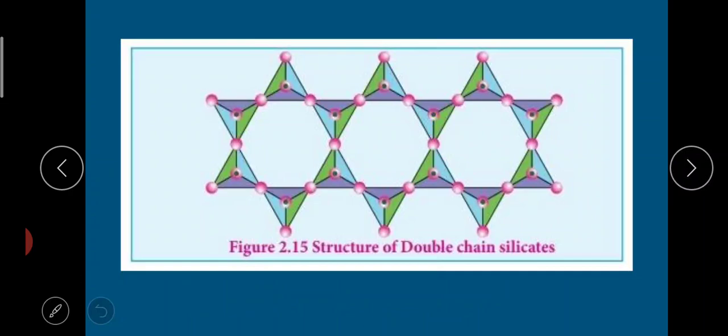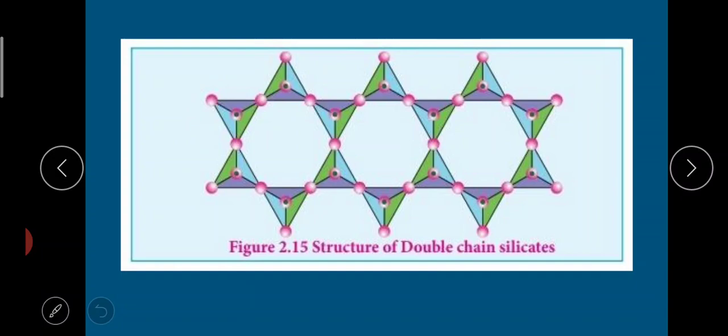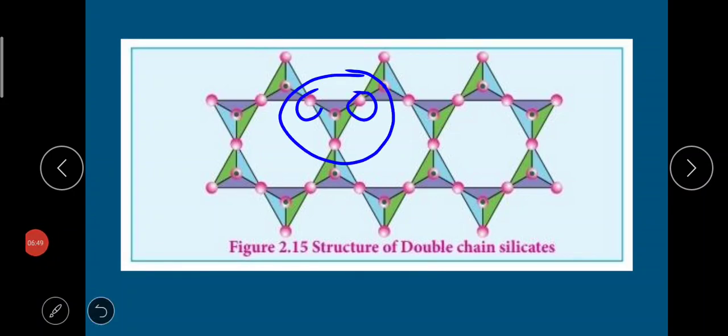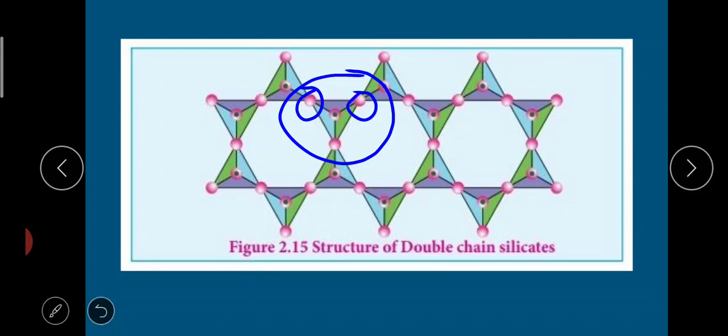So if you take this top part alone, here each tetrahedron is sharing 2 vertices. Now if you take this, you can see here 1, 2, 3. So it is sharing 3 vertices. But on the top part, each one is sharing only 2 vertices. Those are the 2 types here: sharing 2 vertices and sharing 3 vertices.